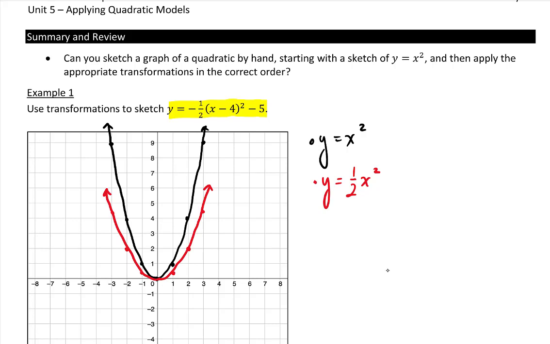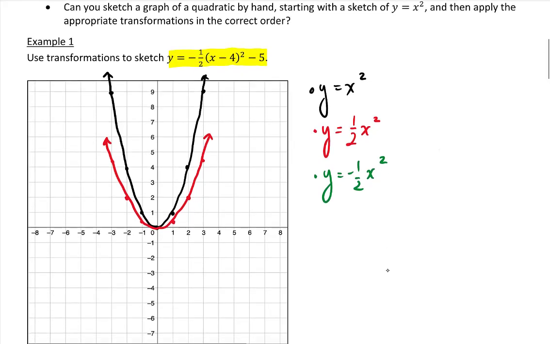Now we deal with the negative. So we have y equals negative 1/2 x squared, which means we have a reflection across the x-axis. So take all the y values from the red graph and change them into negative y values.